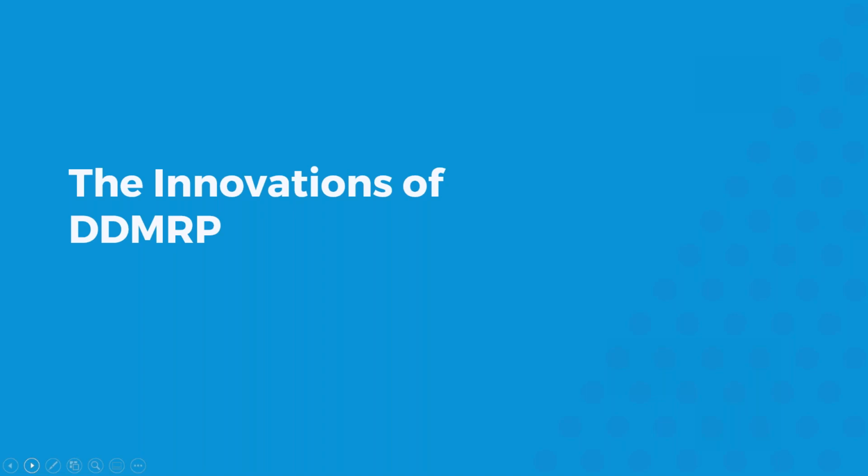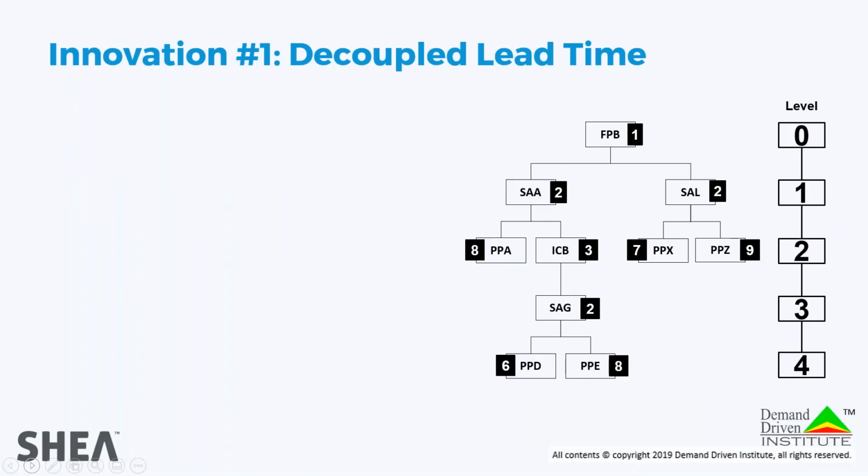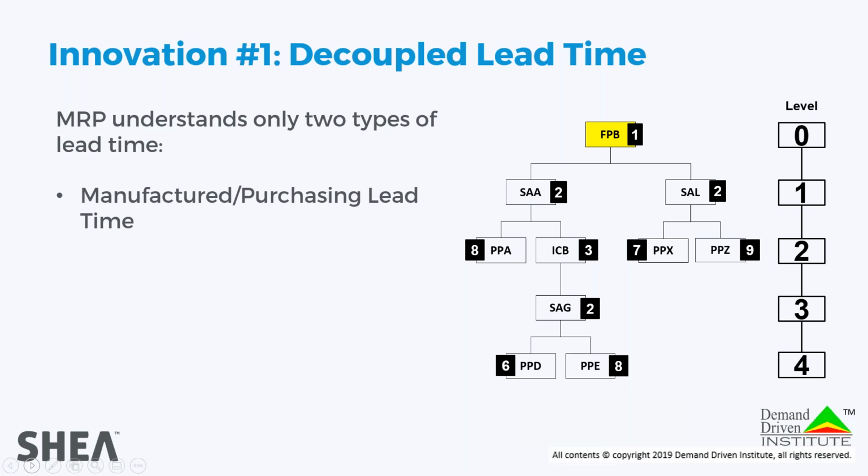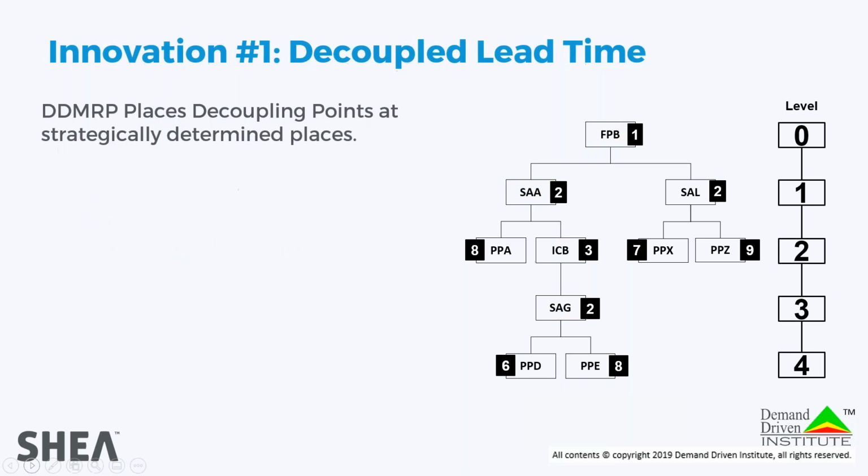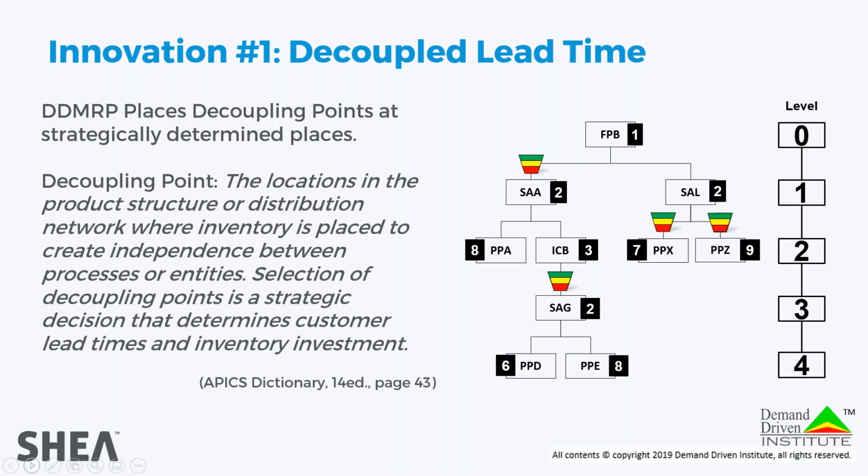So let's get into the 4 innovations of DDMRP. Innovation number 1 is decoupled lead time. Traditional MRP only understands 2 types of lead time: manufactured or purchased lead time and cumulative lead time. One of them is too short and one of them is too long. DDMRP places decoupling points at strategically determined places. We know what a decoupling point is. We have had this in the APICS dictionary for years and years. We haven't known how to use it in this way before, so that is one of the innovations. We place our decoupling points at strategically determined places.